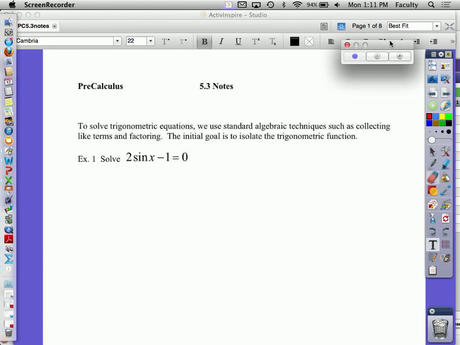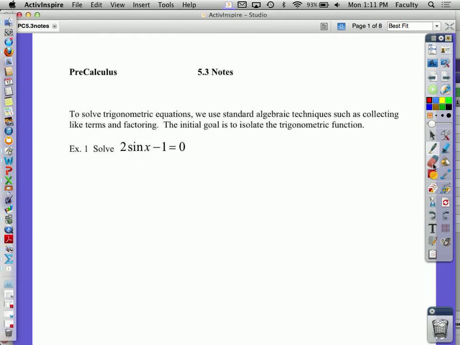All right, in 5.3, it says to solve trigonometric equations, we use standard algebraic techniques such as collecting like terms and factoring. The initial goal is to isolate the trigonometric function. So what we're going to do is add 1 and divide by 2.